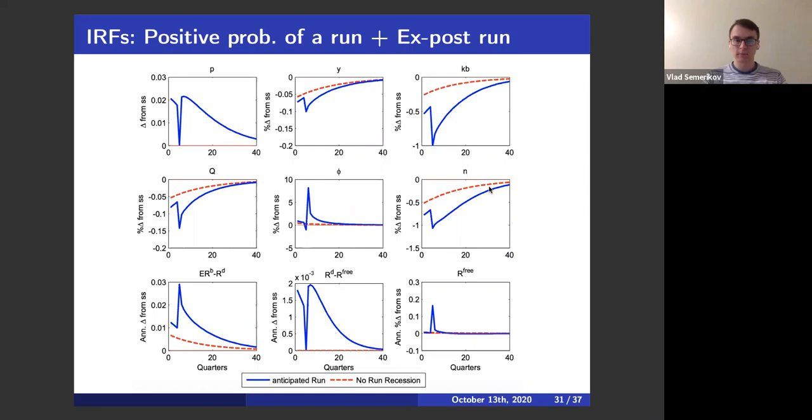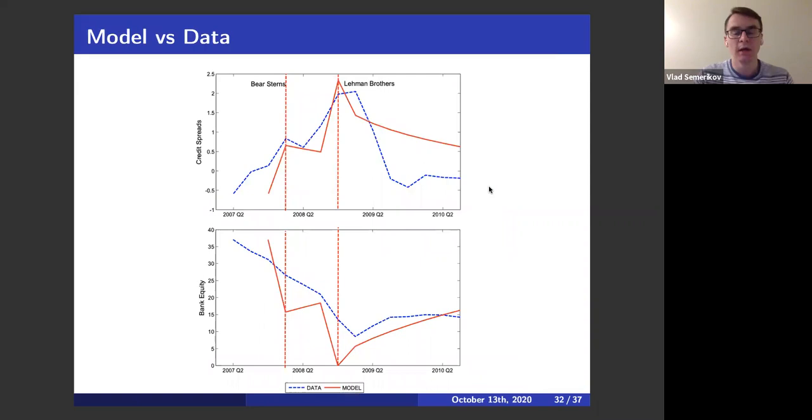So again, as I said, let's take the impulse response and bring it to the data, compare it to what actually happened during the Great Recession. And as we can see, the theoretical insights fit quite well what happened on the edge of the global financial crisis. Here are just two graphs. One shows the credit spreads, and the second is the bank equity. Bank equity is basically the VT in our model.